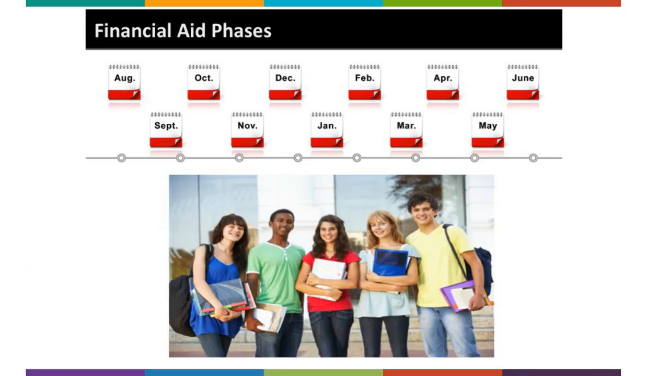Displayed on the screen is a timeline that represents your senior year of high school, from August through June. Although students from all across America start and end school at different times, the process of searching and applying for scholarships and financial aid remains the same. So let's go over Phase 1, Scholarships.